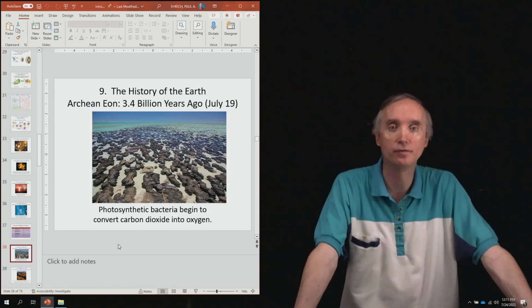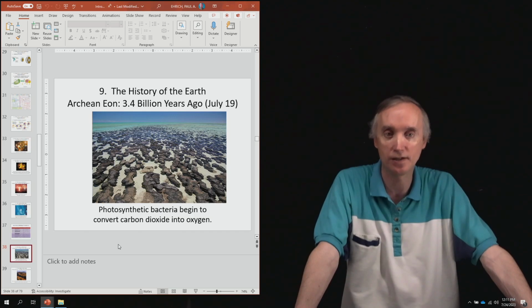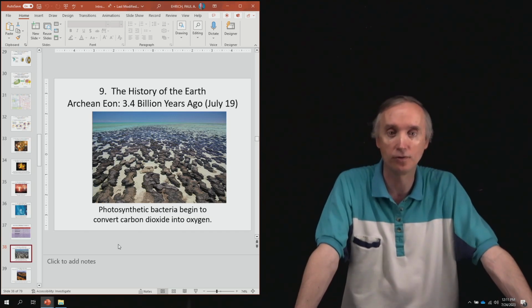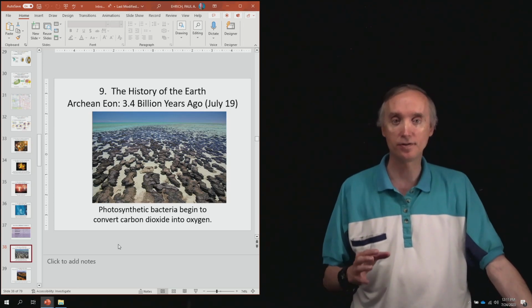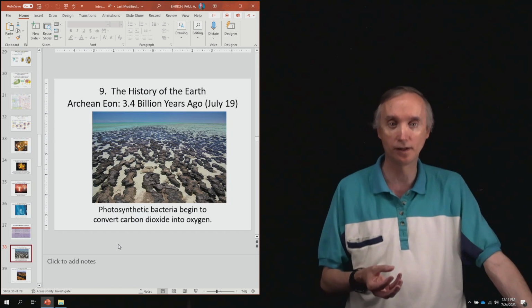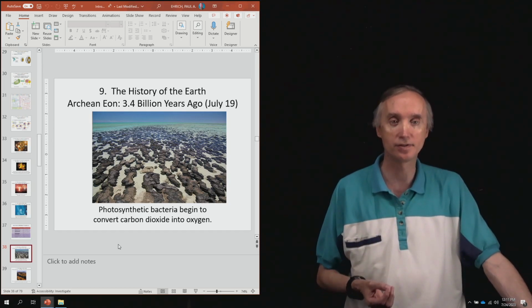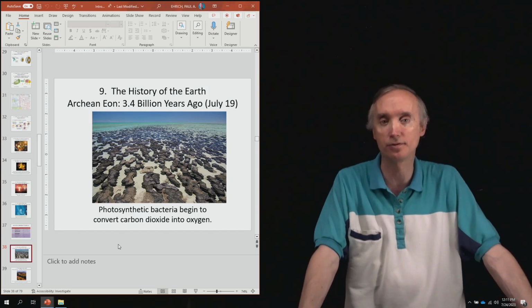Now this is very important. So 3.4 billion years ago, a new kind of life takes hold on Earth. This one is photosynthetic bacteria. This kind of bacteria is going to take carbon dioxide and water and sunlight and use that as its energy source to make organic materials.